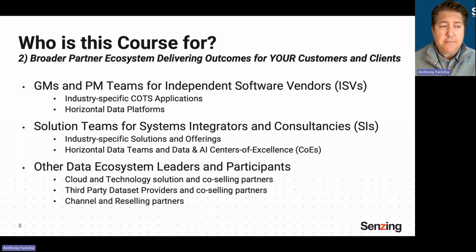and your clients. Typically, these are going to be general managers or the product management teams within independent software vendors or ISV partners. Whether you are building an industry specific vertical application with Senzing that requires advanced entity resolution, or you're building a horizontal data platform for AI or data quality or data governance or MDM systems that can benefit from embedding advanced entity resolution.